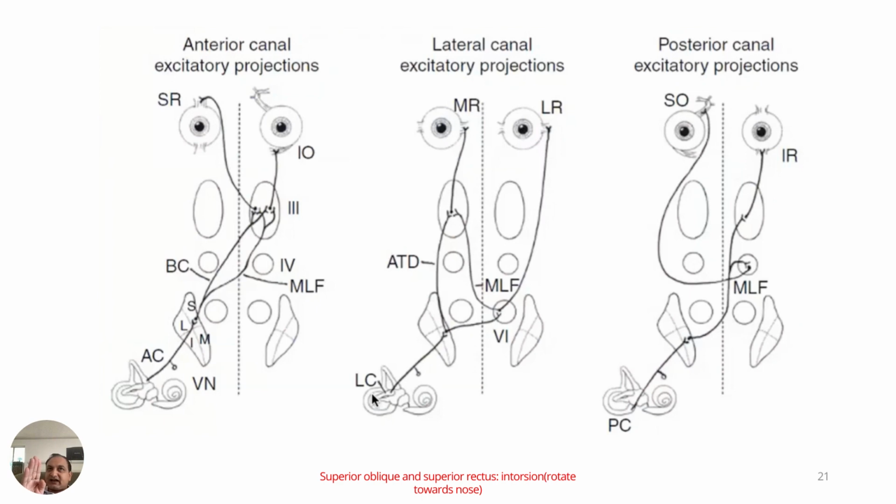Thus, movement of the head towards the right causes movement of the endolymph towards the left, and this causes movement of the eye towards the left by stimulation of the lateral rectus of the left and medial rectus of the right. This gives a conjugate eye movement by stimulation of the lateral canals. So, movement of the head towards the right side causes excitation of the right horizontal canal and inhibition of the left horizontal canal, and this results in stimulation of the left lateral rectus and the right medial rectus, causing the eye to move towards the left.